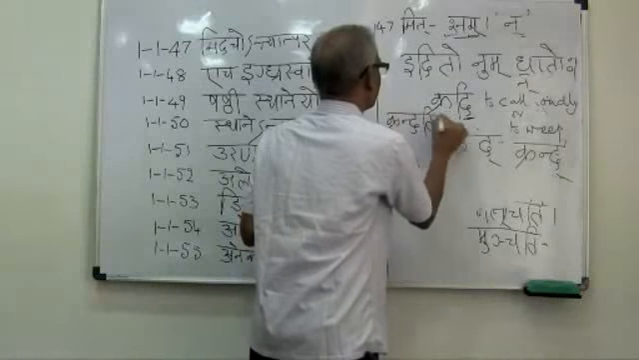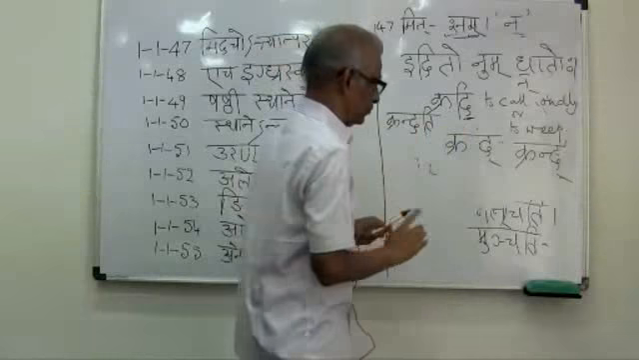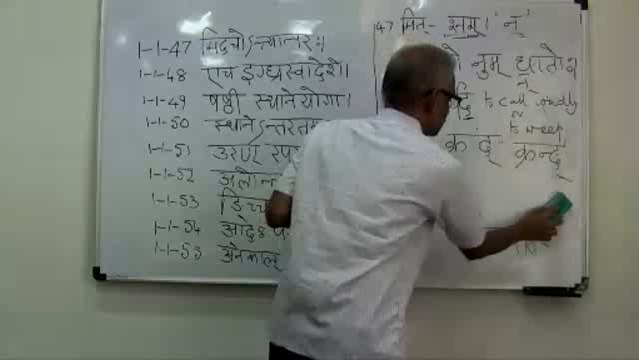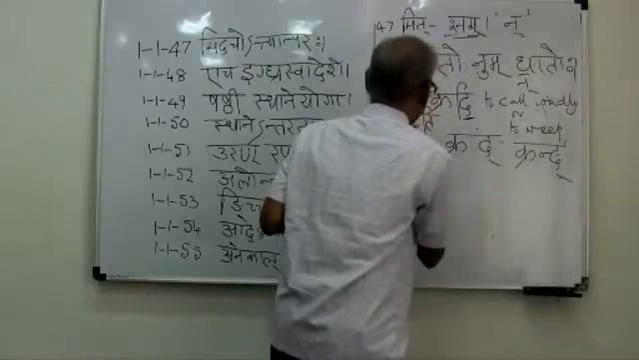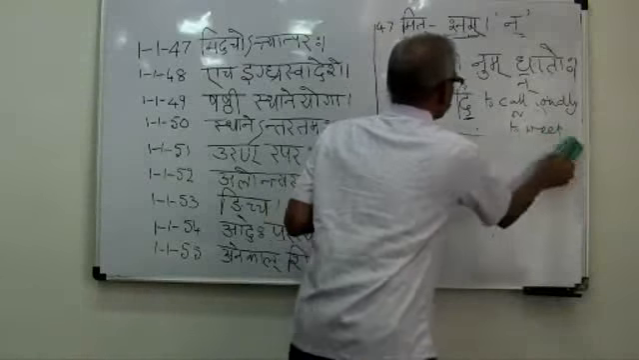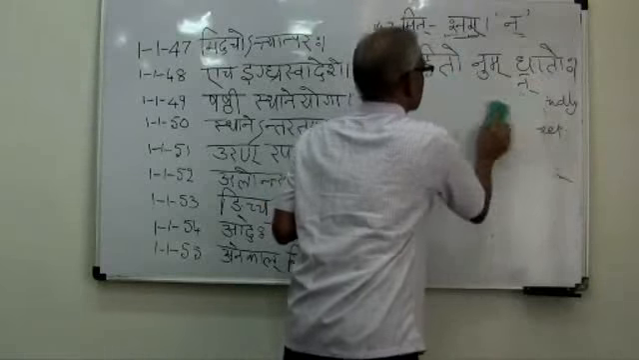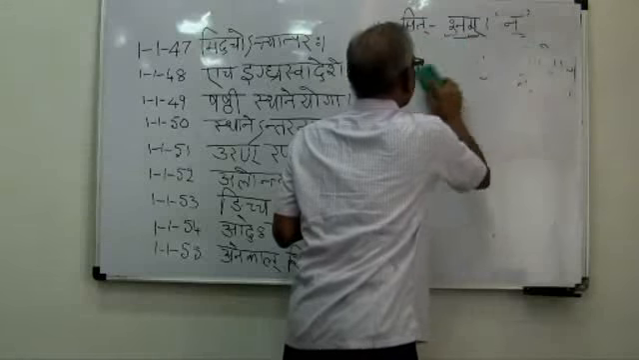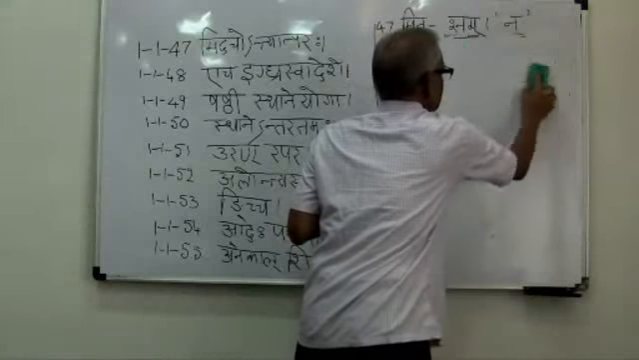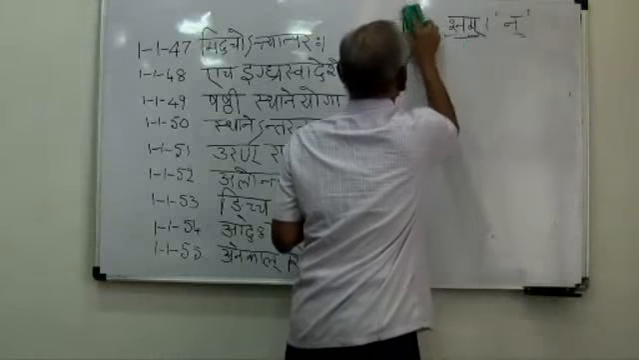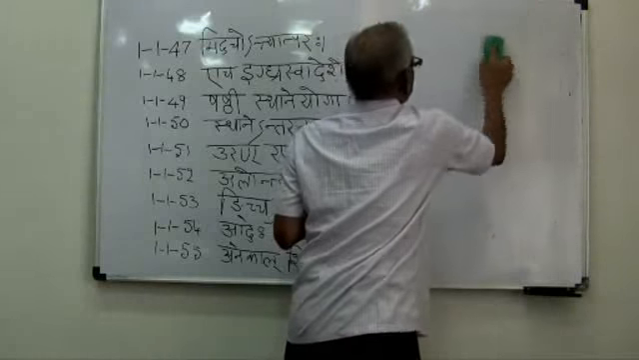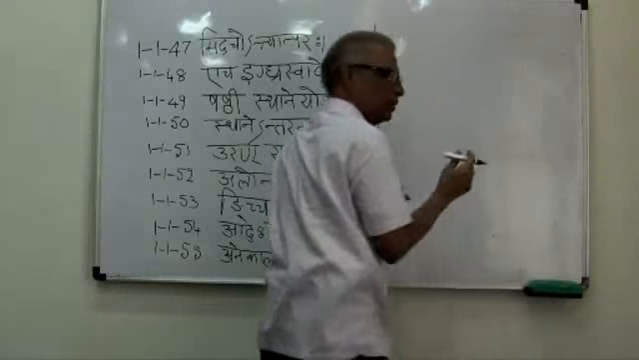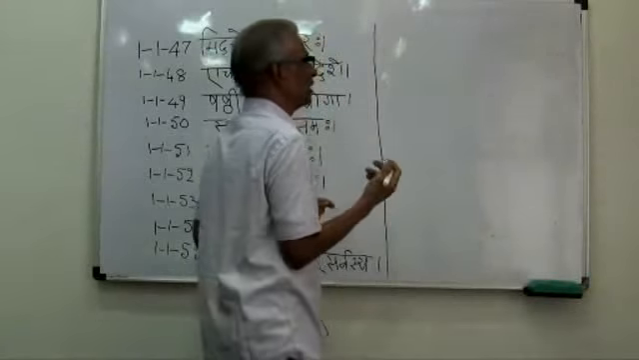Krandati. That means he weeps. So here, this is one example of numagama, joining the last vowel. So with these two examples, we will switch over to the next sutra. Many more examples can be given, but for want of time I am not giving.